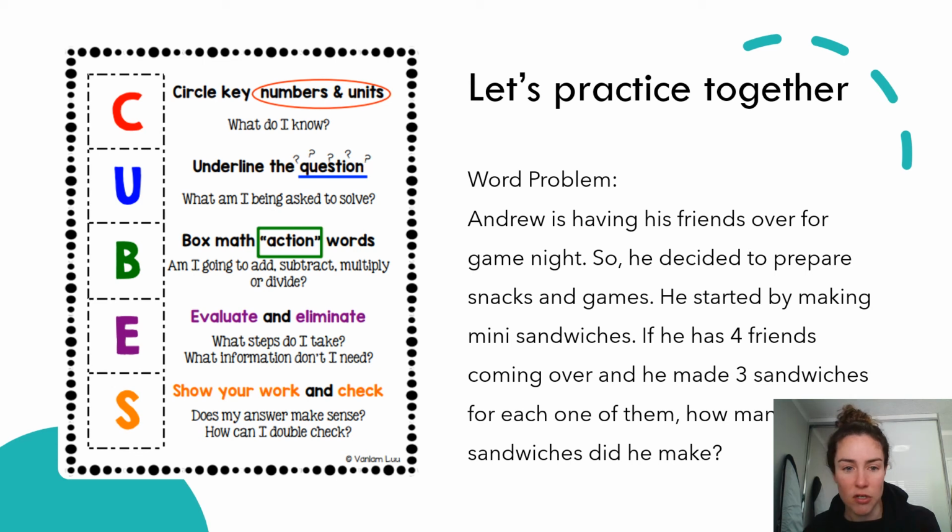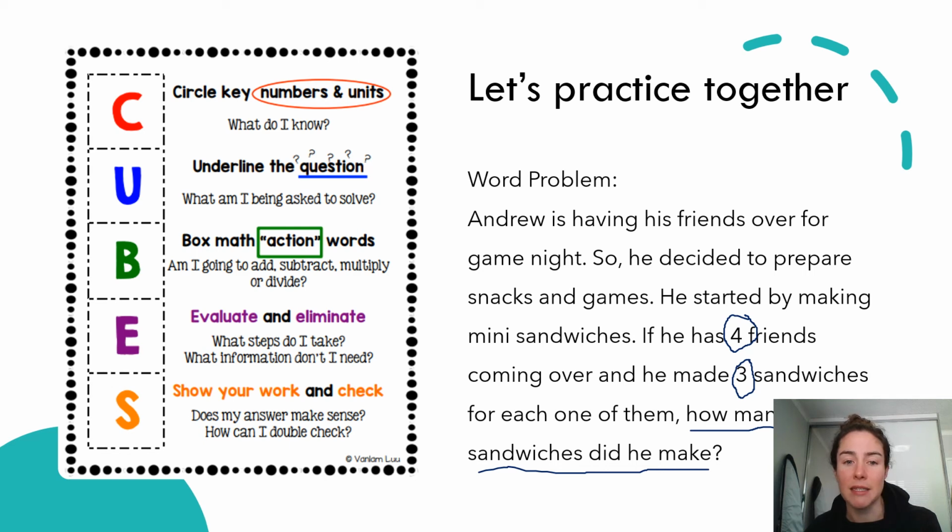So what I'm going to do is I'm going to come back over to my cubes here and I'm going to circle the key numbers in this. So we've got 4 friends and 3 sandwiches. Then I'm going to underline the question, and it's easy for us to identify the question because it has a question mark at the end of it. So how many sandwiches did he make?